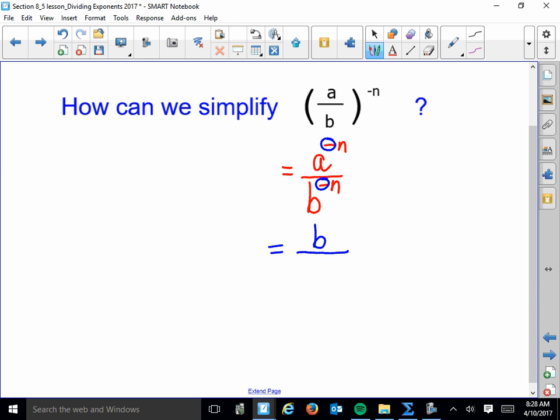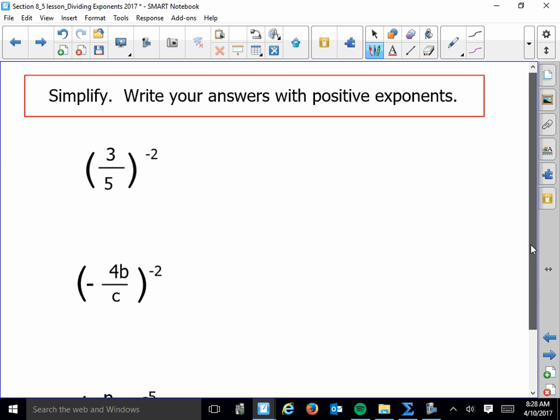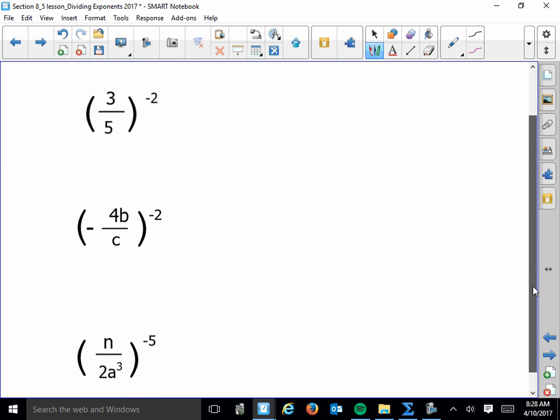So I'm going to move b to the negative nth to the numerator, making it b to the nth, and a to the negative nth, I'm going to move it to the denominator, making it there a positive a to the nth. So I'm going to apply the exponent, and then I'm going to move any negative exponents that need to be moved. Okay, I have 3 final examples.